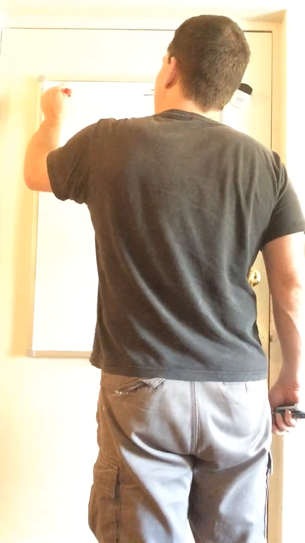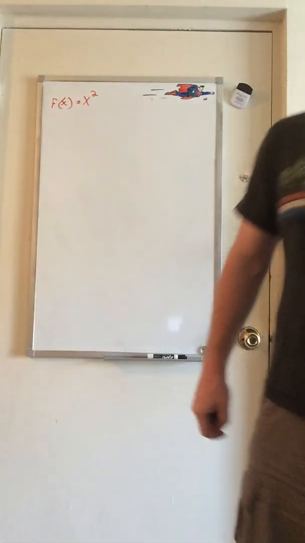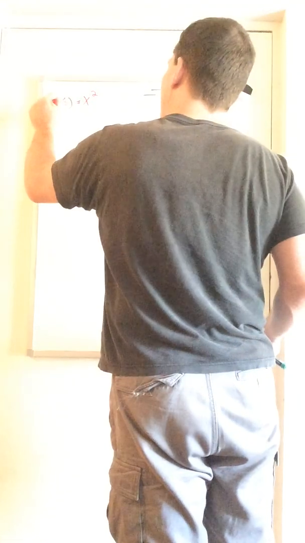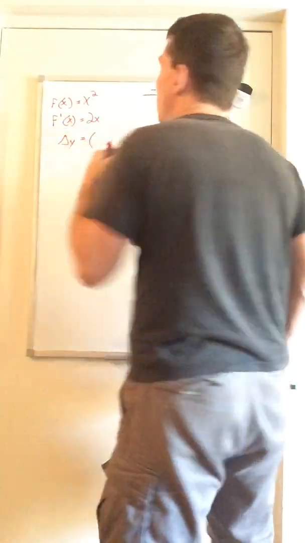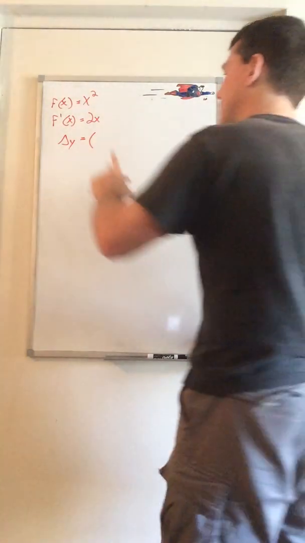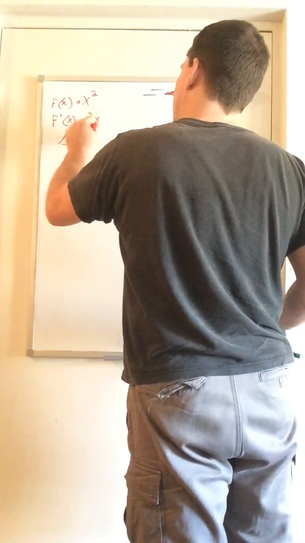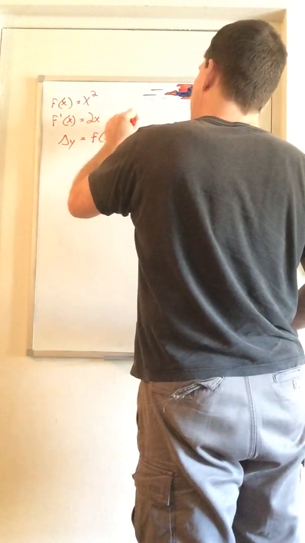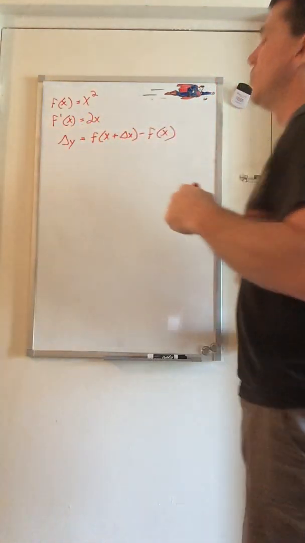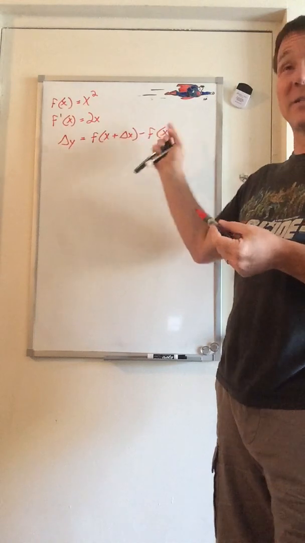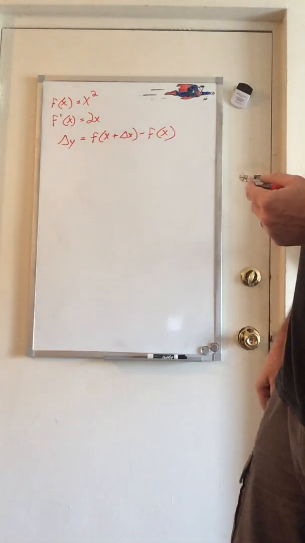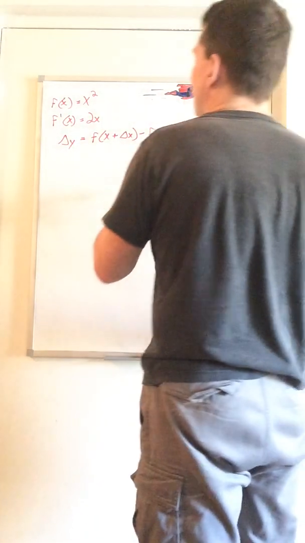So, suppose we have f of x equals x squared. Now, I know f prime of x is equal to 2x. I want to find delta y, which I just defined as f of x plus delta x minus f of x. When we use the actual definition before, we use c, because we were talking about the derivative at a point. This is just the general delta y for any x right there.